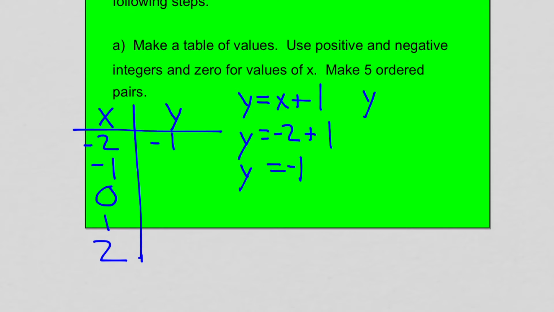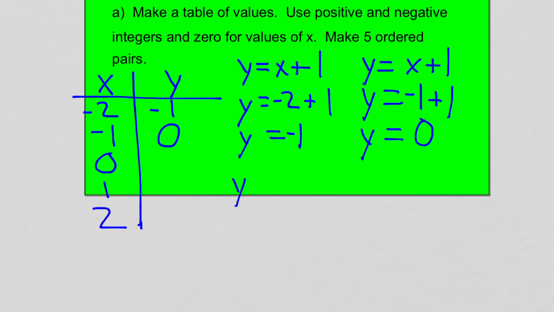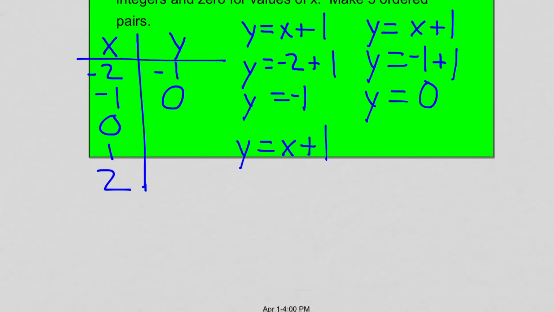And then I'll do the same thing again. Y equals x plus 1. Y equals -1 plus 1. And y equals 0. So when x is -1, y will be 0. And then I'll do this again. Y equals x plus 1, and I'll replace the x with 0. Y equals 0 plus 1. Y equals 1. So when x is 0, y is 1.